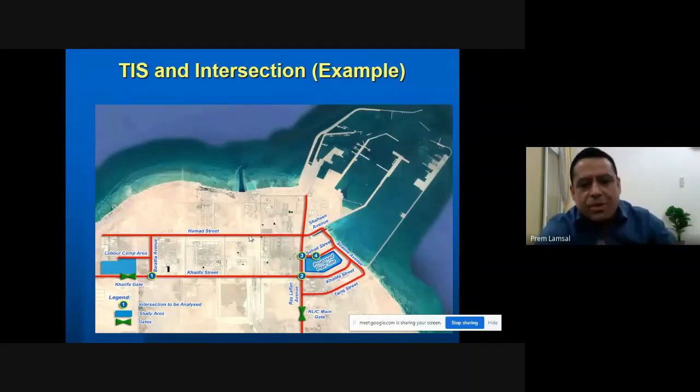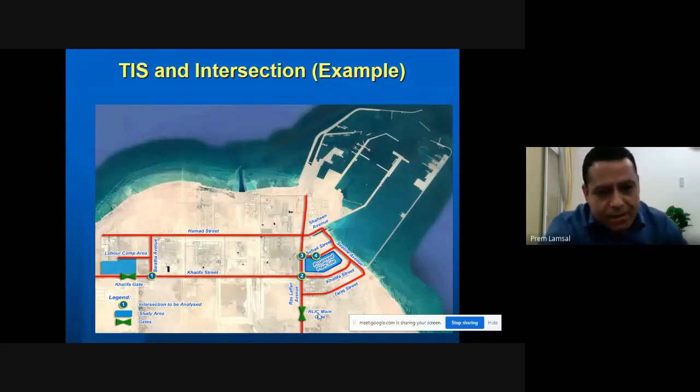When the traffic volume increases, we have to go for channelization, signalization, maybe roundabouts, or maybe grade separation. These all depend on traffic volume. So to do that, we need to know what the existing traffic is on these existing roads.